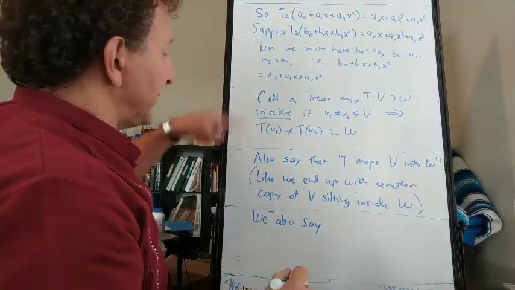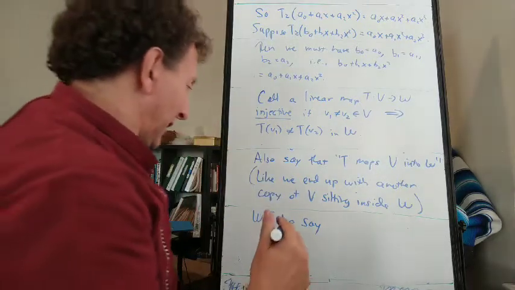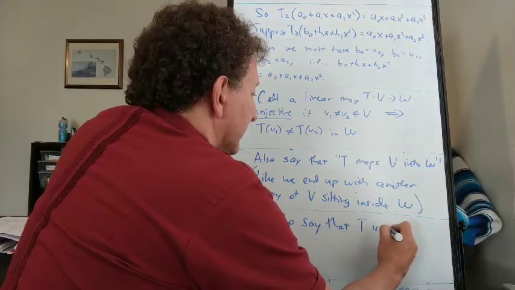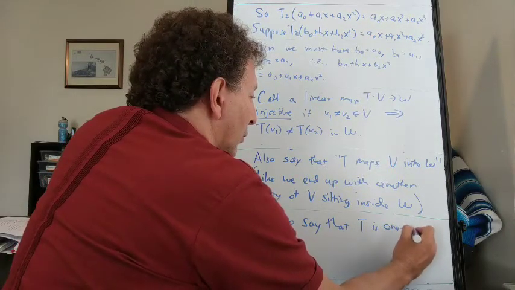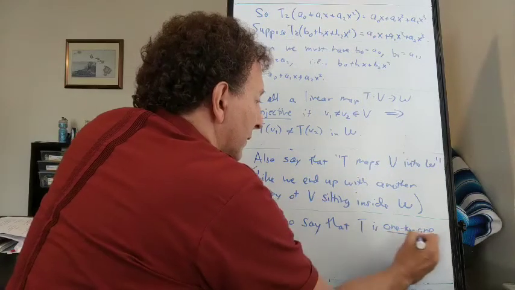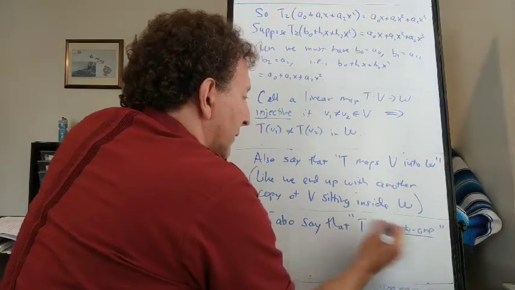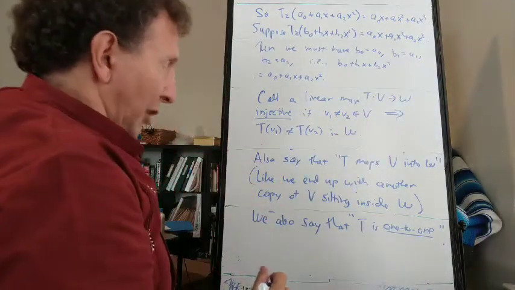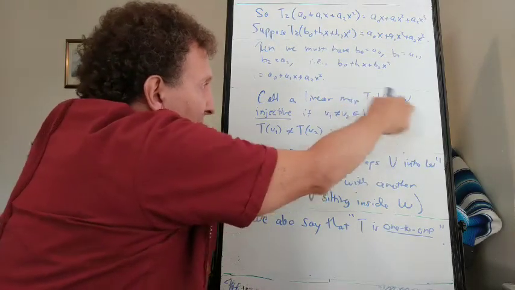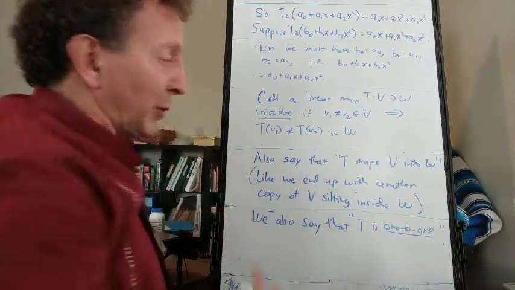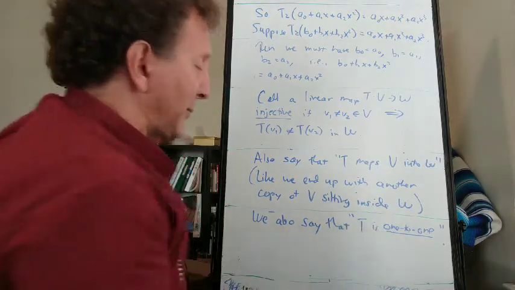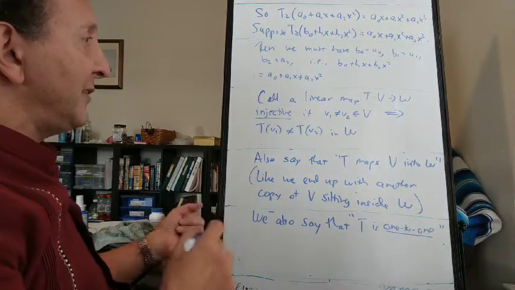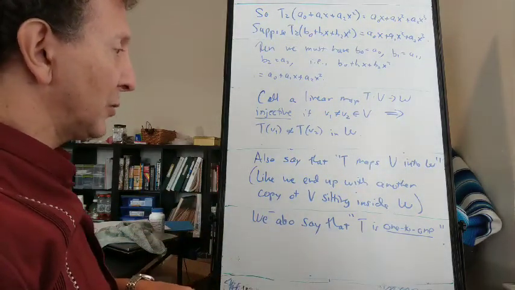Now, in case two ways to say the same fact isn't enough, we have a third way that people say this. We also say that T is 1 to 1. So every one element of V gets mapped to one element of W. We can't have two different elements of V that get mapped to one element of W. That would be 2 to 1. A 1-to-1 map doesn't do that. So three ways of saying the same thing. T is injective, T maps V into W, or T is 1 to 1.